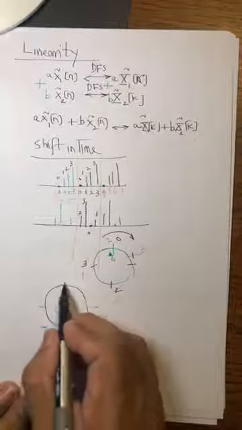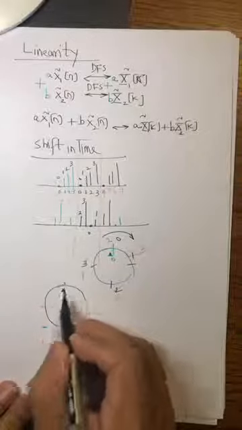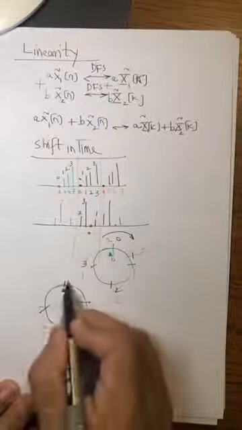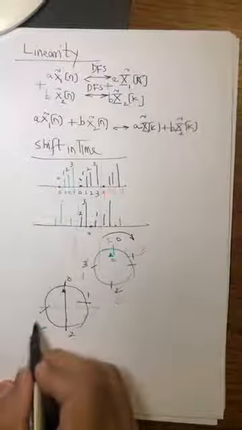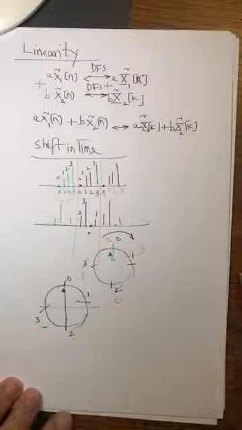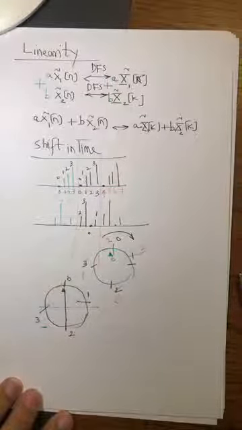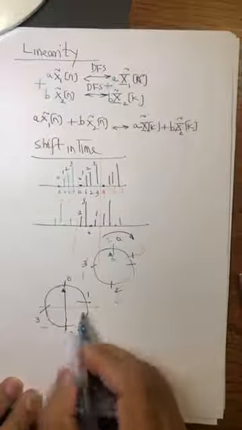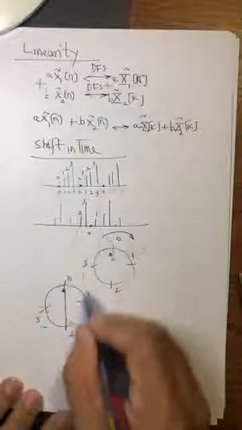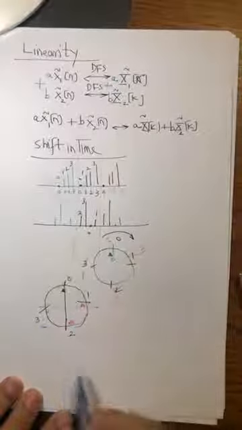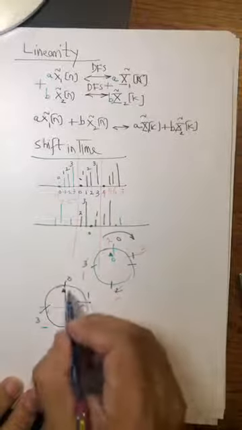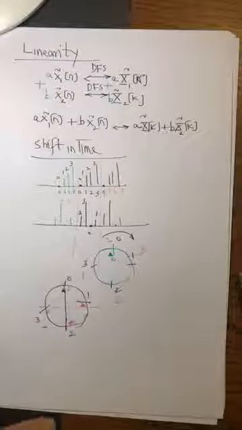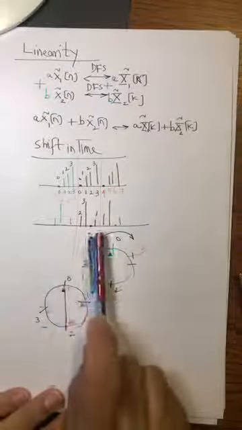So if somebody says shift, this is your reference: 0, 1, 2, 3. If you shift by 1, it will be 3, 0, 1, 2. Shift by 2, it will be 2, 3, 0, 1. Shift by 3, it will be 1, 2, 3, 0. And if shifting by 4, again you are going to see the same thing. So this is called circular shift.